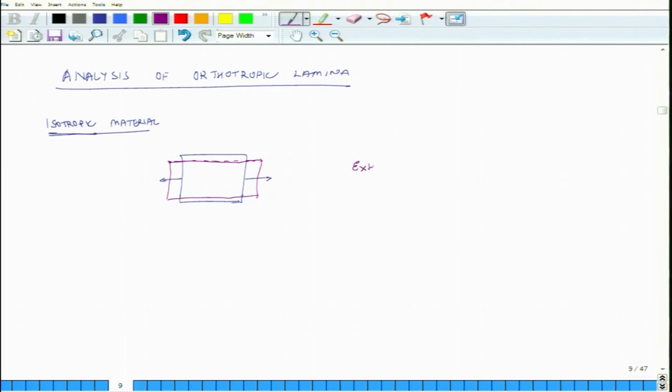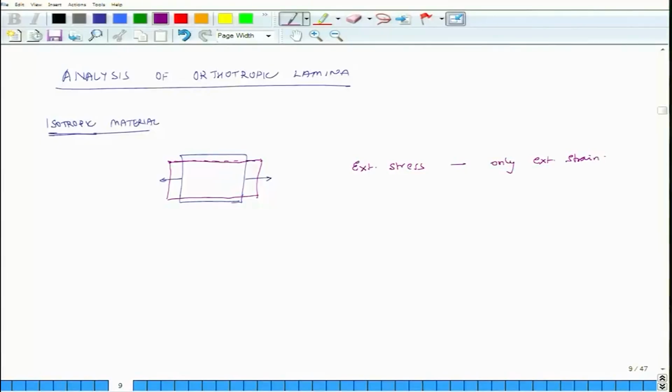So extensional stress causes only extensional strain. The thing becomes longer, that is an extensional strain, and it becomes slimmer, that is also an extensional strain, but in the negative direction. So this is how isotropic materials behave.